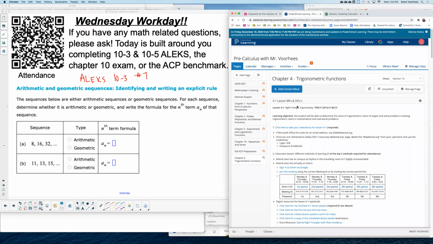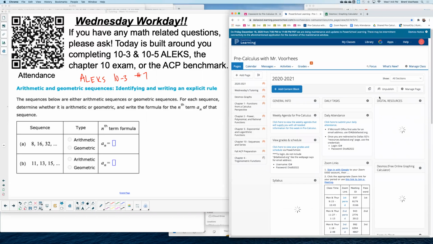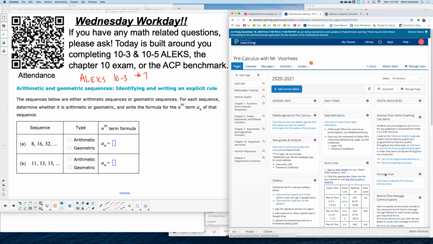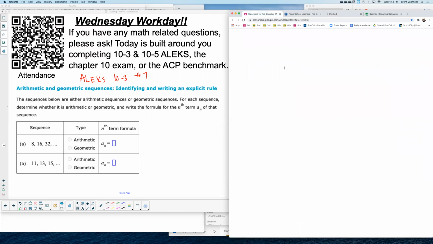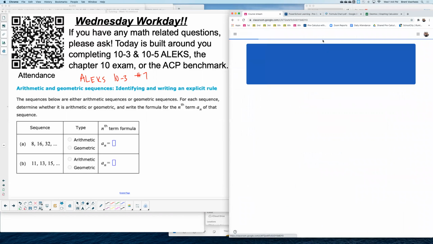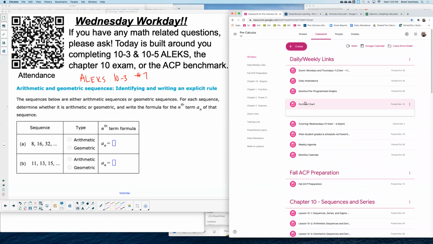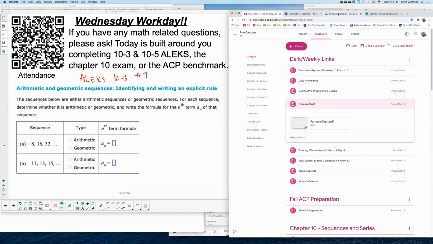If you go to your PowerSchool Learning site, on the home page, under Digital Resources, the formula chart is the second box down. You can click there. Or if you're in Google Classroom, and you go to Classwork, it's right in the daily, weekly links. It's the fourth link down right there. Both of them will pull up your formula chart.